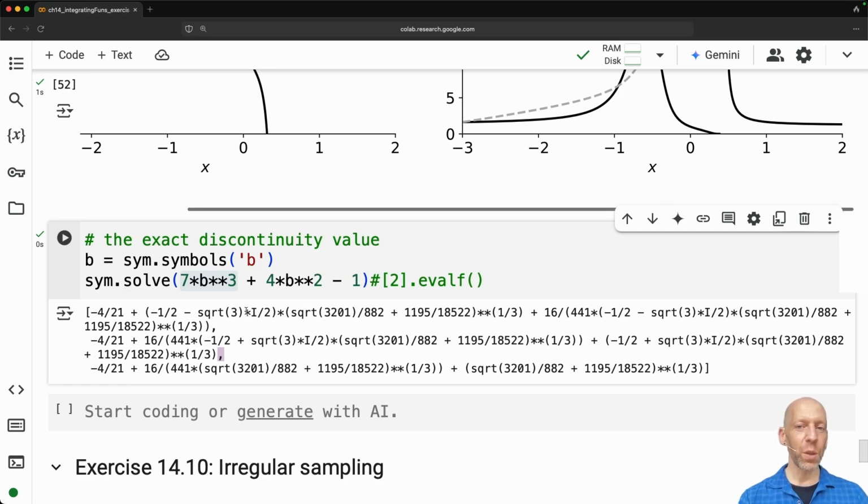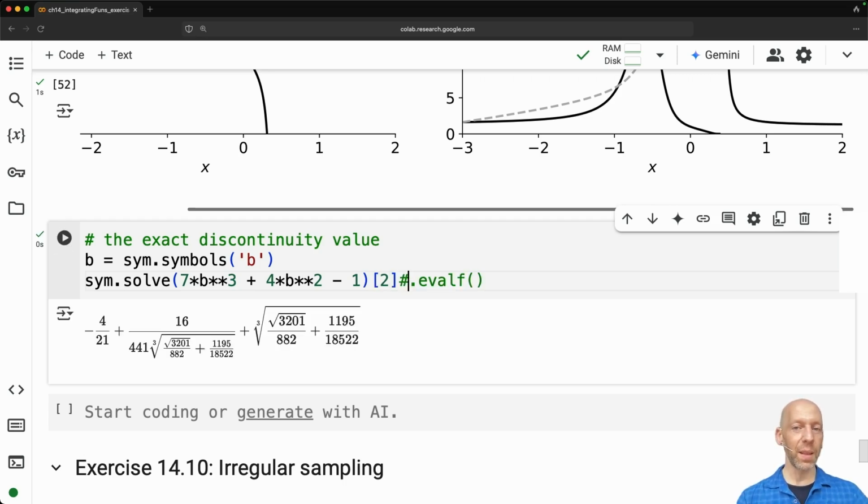But when you look at this first solution, you can see it has an I, right? So this is the square root of -1. This is a complex result. This is also a complex result. So the real valued result is in the 3rd position, and that you can see here.